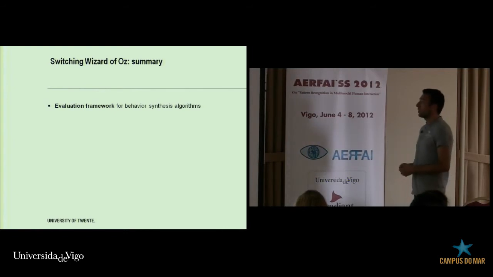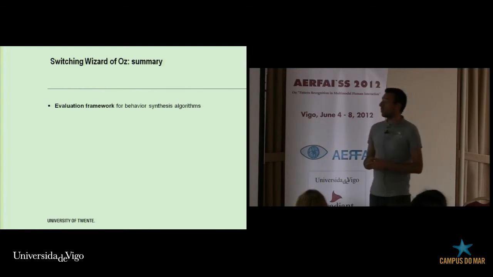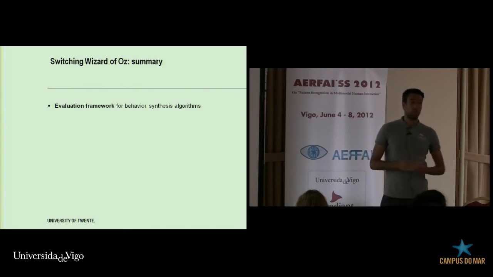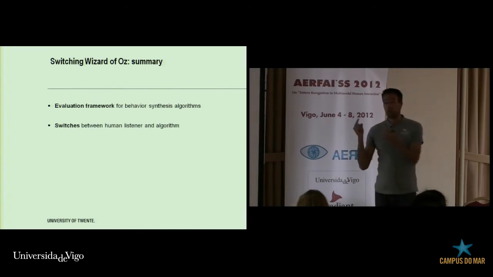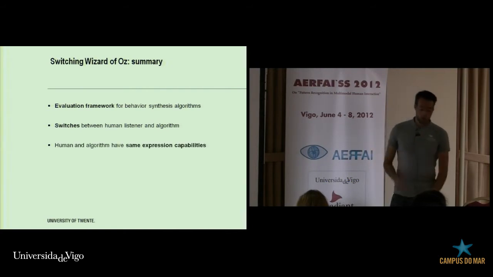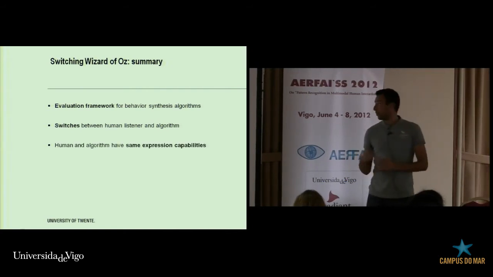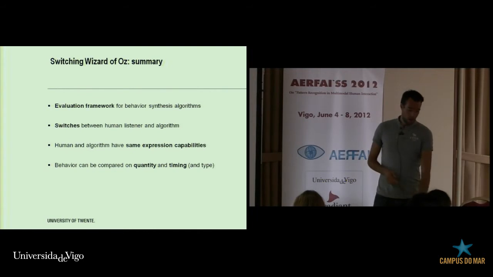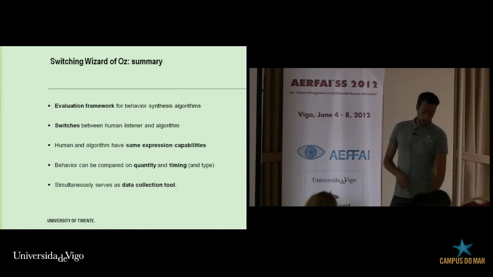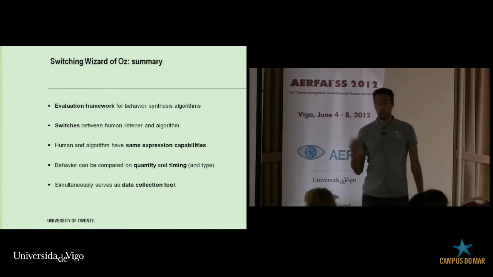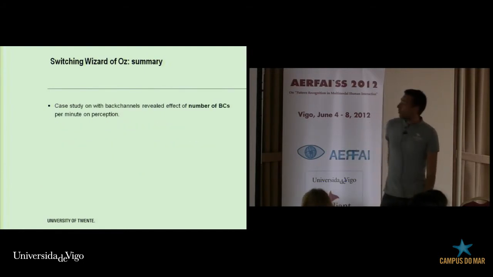So, final summary. We present an evaluation framework for behavior synthesis. It is, in our case, for listening behavior, very specifically backchannels. We use the switch between a human and a machine, which allowed us to record this kind of behavior without a bias. And we looked at quantity and timing. The tool can also be used to collect data, since we have the key presses, so we can retrain our models and eventually do better than we do right now.